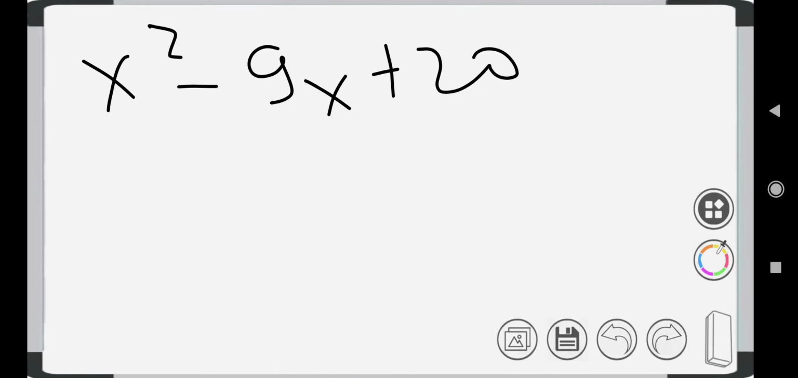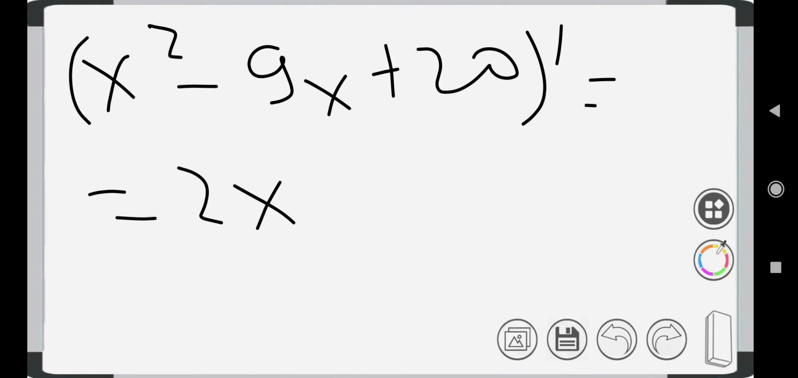So, with that said, we can take the derivatives of the functions in our limit equation and proceed. We have x squared minus 9x plus 20. Using the power rule, we can easily do this. The derivative of x to the second power is 2x, and the derivative of minus 9x is minus 9. If we take the derivative of 20, we just get 0.